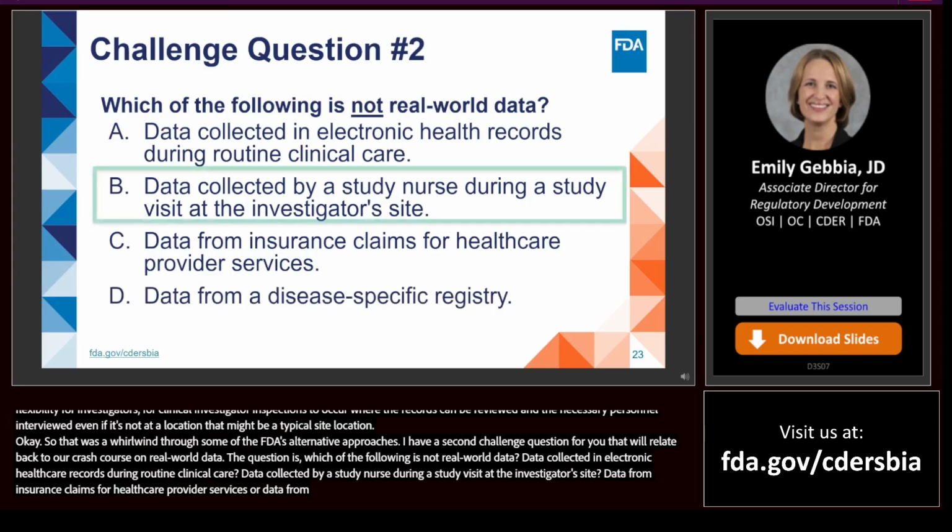And the answer is B, data collected by a study nurse during a study visit at the investigator's site, because this data is being collected specifically for the purposes of the trial and not routinely as part of the participant's health care.